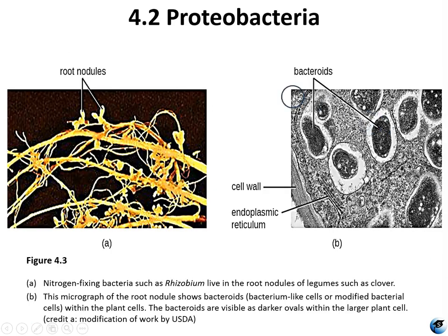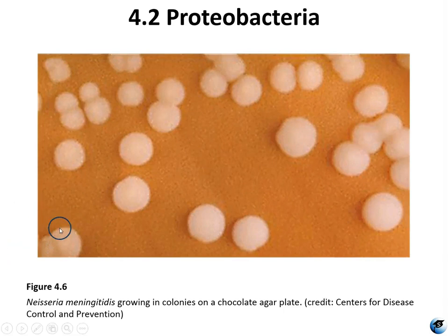So here's an example of some nitrogen-fixing bacteria. These are Rhizobium that live in root nodules of legumes, and they give an example of clover. And this is an electron microscope image, a micrograph of a root nodule that shows the bacteroids, bacterium-like cells or modified bacterial cells that live within the root nodule. It's a symbiotic relationship. The Rhizobium is converting the nitrogen from the atmosphere into nitrite, and then the legume plant can use the nitrite to make energy. This is Neisseria meningitidis, the agent that causes meningitis.